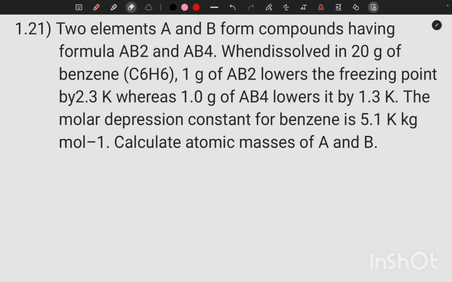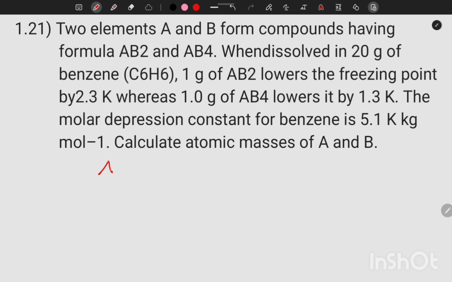Two elements A and B form compounds having formula AB2 and AB4. When dissolved in 20 gram of benzene, 1 gram of AB2 lowers the freezing point by 2.3 Kelvin, whereas 1 gram of AB4 lowers it by 1.3 Kelvin. The molar depression constant for benzene is 5.1 Kelvin kilogram mole raised to minus 1. Calculate the atomic masses of A and B.